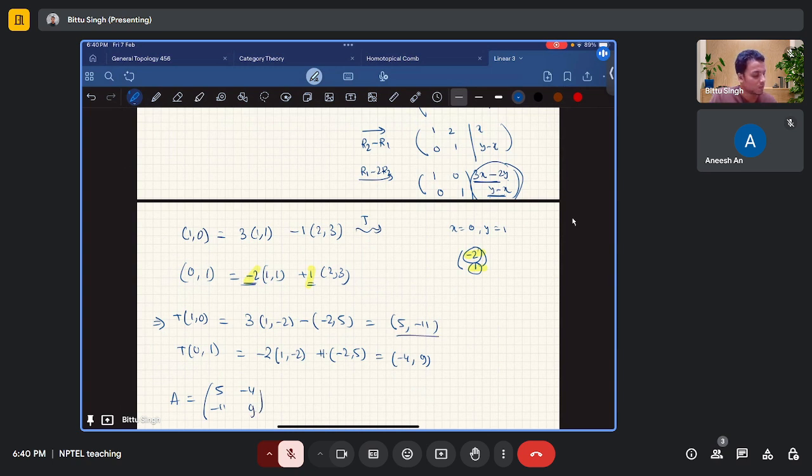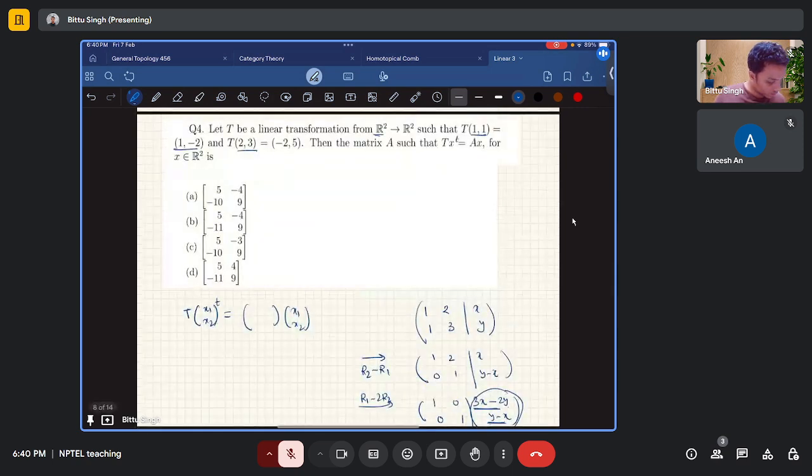We just apply transpose on those two things, because the matrix representation will be like this. It is the same as 5 times e1, where e1 and e2 are the standard basis, minus 11 e2, and this is the same as minus 4 e1 plus 9 e2. So we just put these combinations as columns. So this should be the correct answer: 5, minus 4, minus 11, 9. So the option should be B. Answer B.